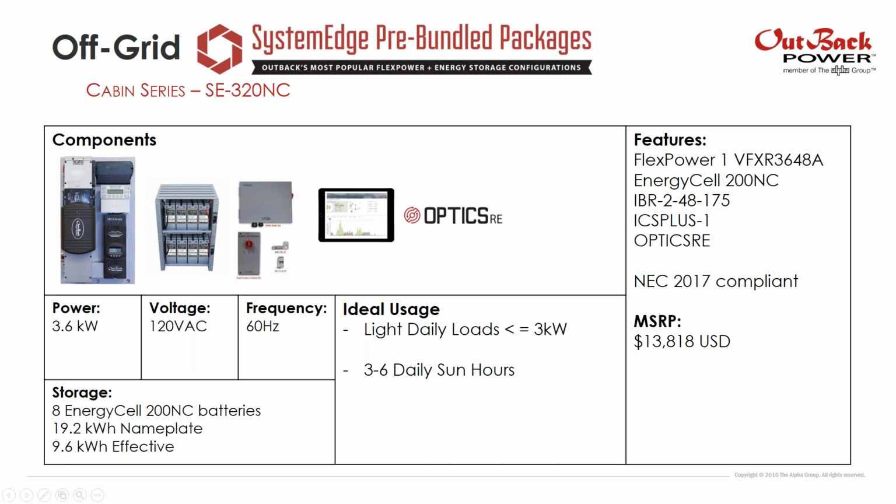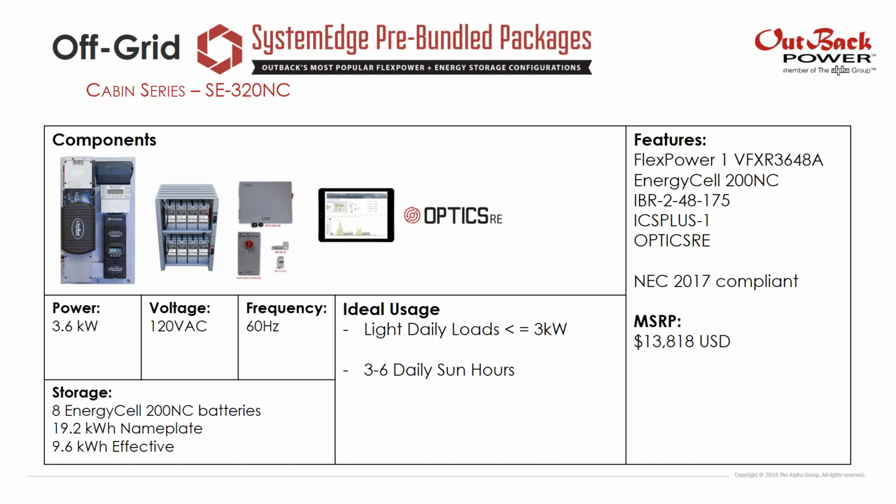cost-effective off-grid power system. It's built around our FlexPower 1 system, which is a 3.6 kW 120 volt output. So we're not able to operate 240 volt pumps or electric clothes dryers or electric ovens with this system. We're going to be able to operate lights, refrigerators, computers, charge cell phones, etc. It's got 20 kilowatt hours of storage.